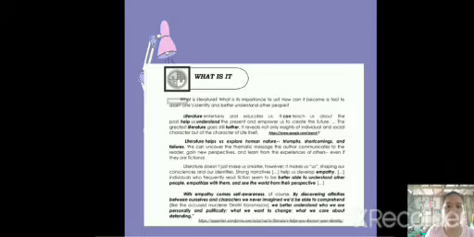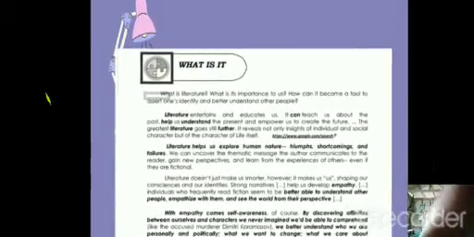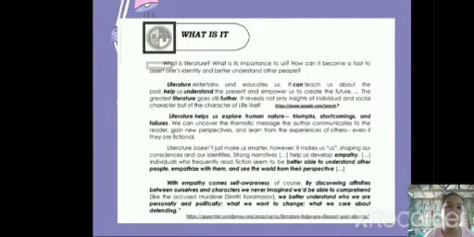What is it? What is literature? What is its importance to us? How can it become a tool to assert one's identity and better understand other people? Literature entertains and educates us. It can teach us about the past, help us understand the present, and empower us to create the future.